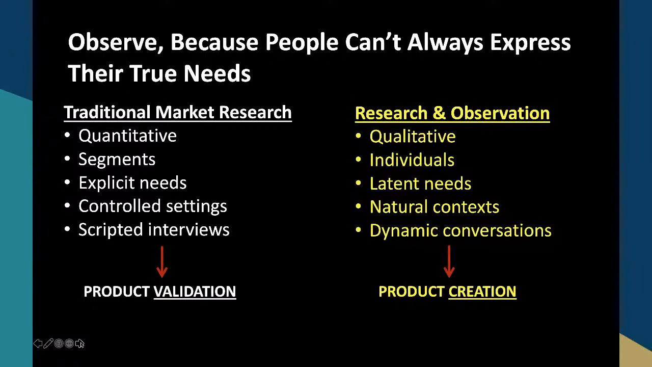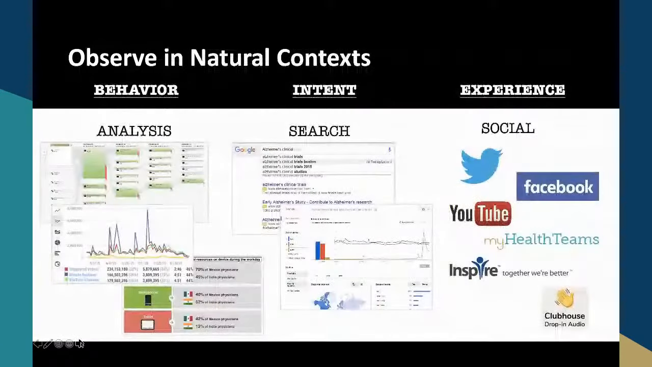And that includes qualitative research, looking at individuals, understanding their latent needs in natural contexts, and then seeing their dynamic conversations. And if you think about all that together, where do you think you can find that, especially in this day and age when we are locked down and not able to go out and find people in their natural environments? Well, one of the best places which you can really find a lot of this is online, right? On the web.